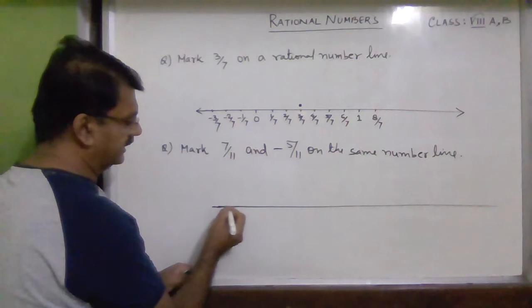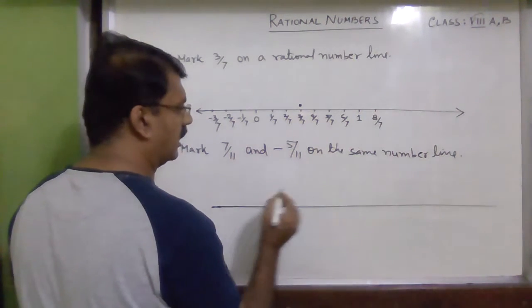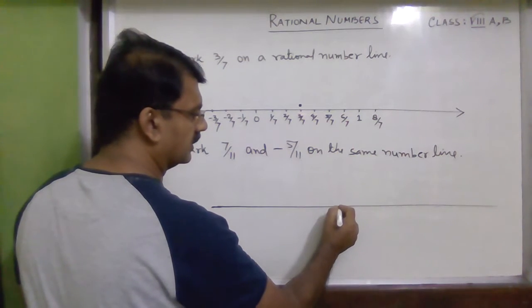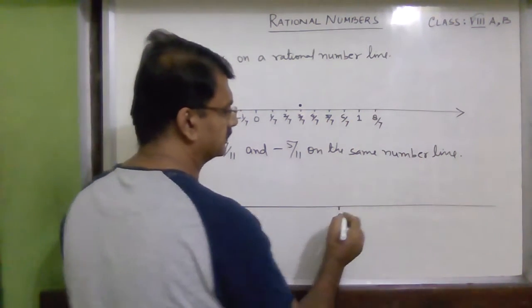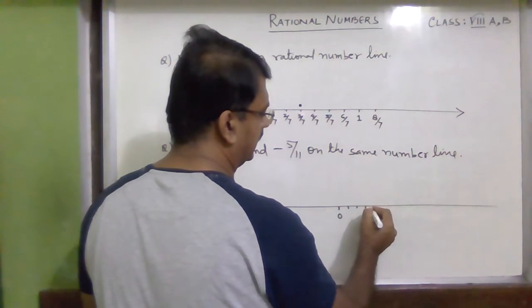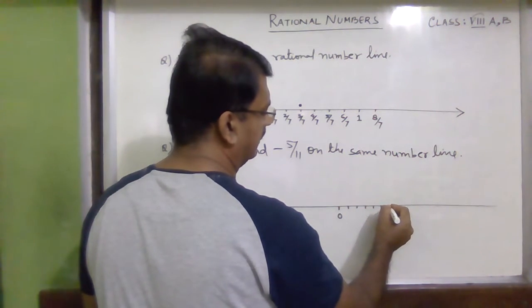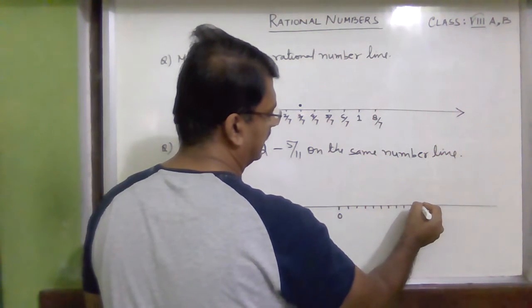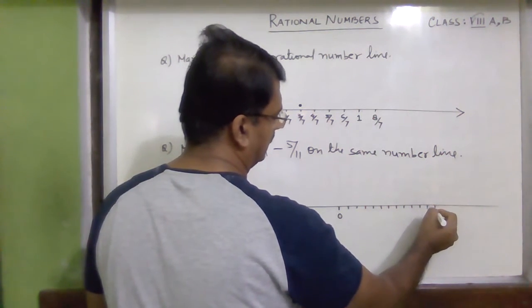you draw a number line like this. Now suppose this is 0, 1, 2, 3, 4, 5, 6, 7, 8, 9, 10, 11, 12.